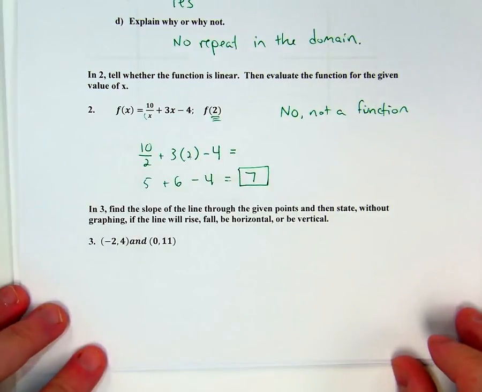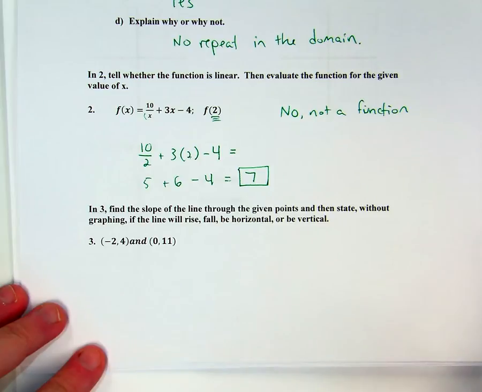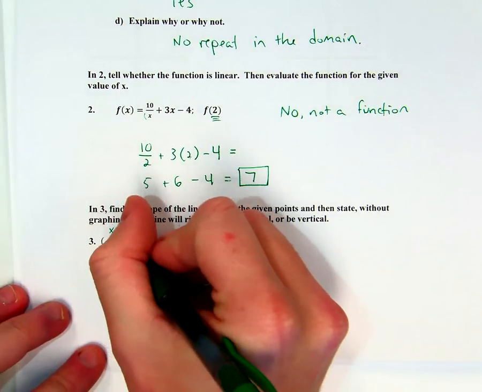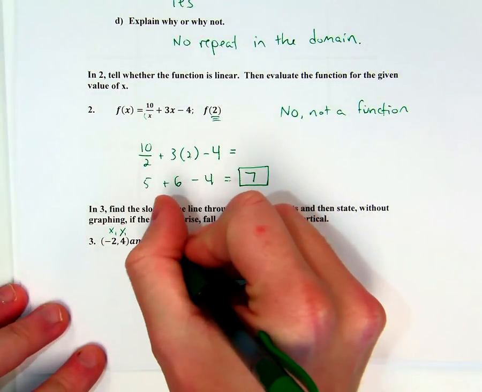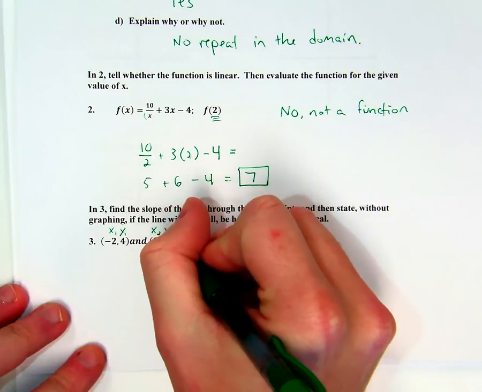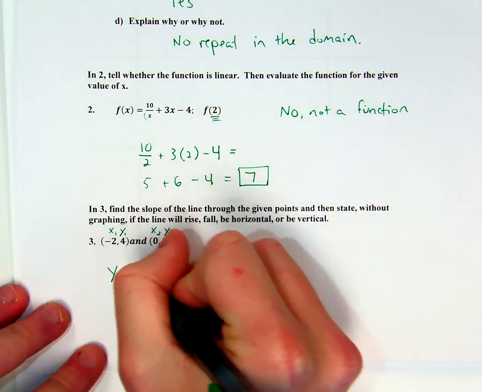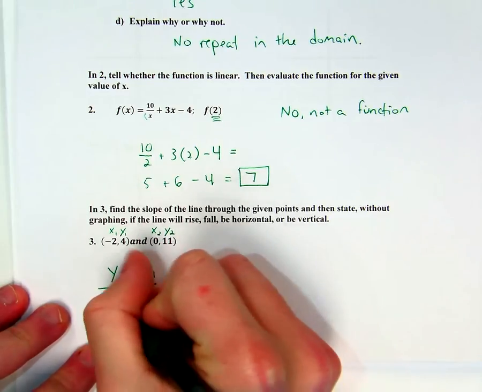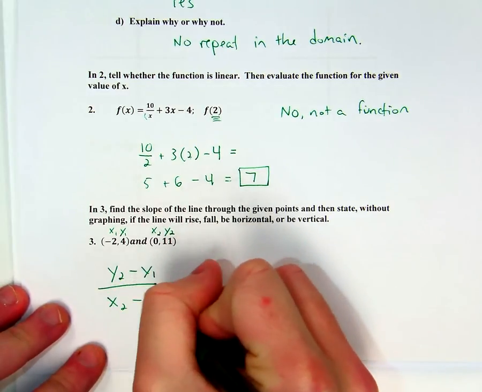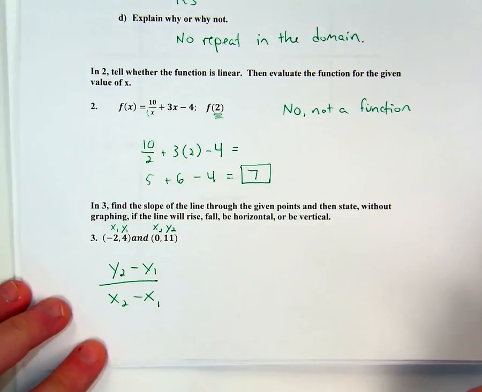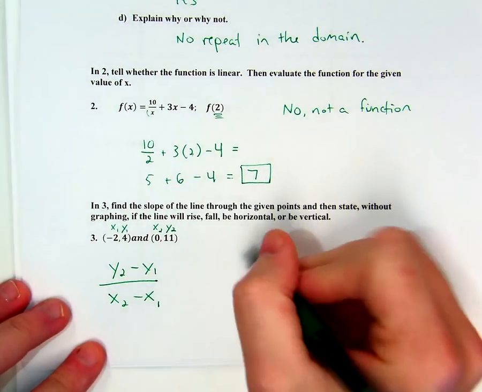Number 3, find the slope and then tell if the line rises, falls, is horizontal, or vertical. Remember, each pair has an x and a y. I like to go across the top and label x1, y1, x2, y2. The slope formula is y2 minus y1 on top of x2 minus x1. So we just need to put things in the right places.